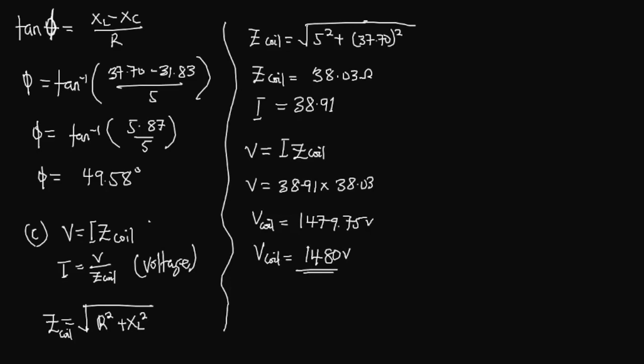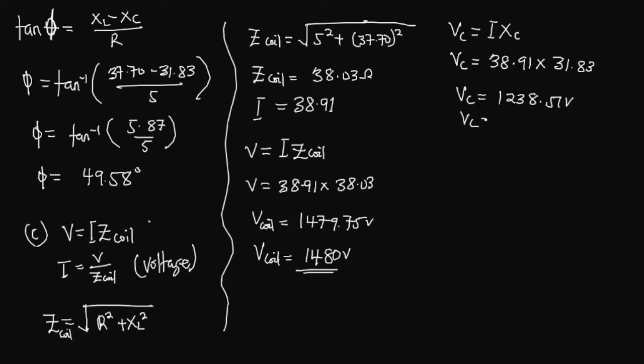Now what is the voltage of the capacitor? The voltage of the capacitor, VC, will be equal to the current multiplied by the capacitive reactance. We already found the capacitive reactance, so that is going to be easy. Our current is 38.91 multiplied by XC, which is 31.83. We found that earlier. So our VC, the capacitive voltage, will be equal to 1238.51 volts. To the nearest whole number it will be 1239 volts.